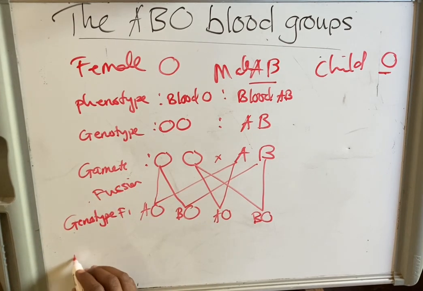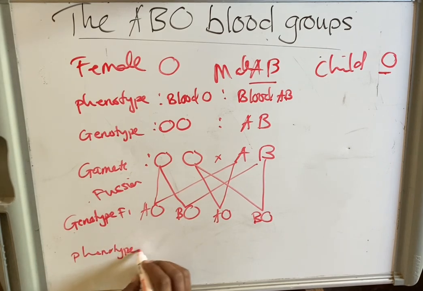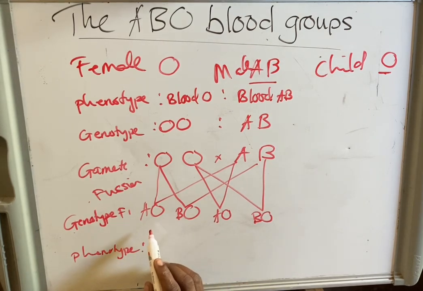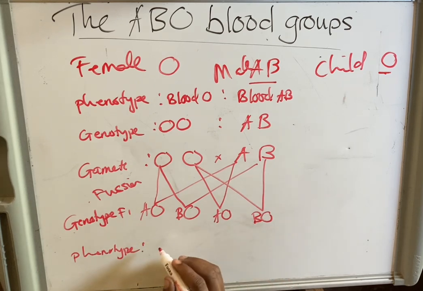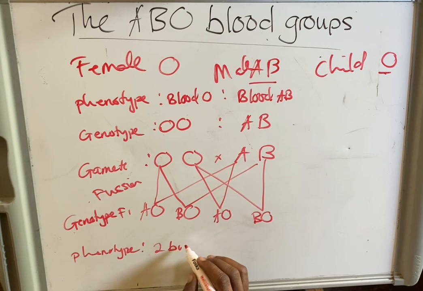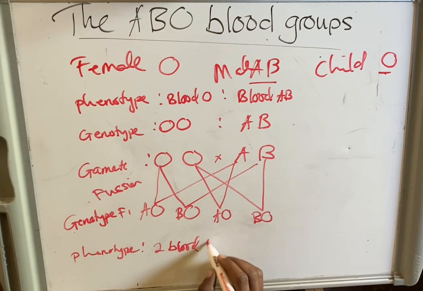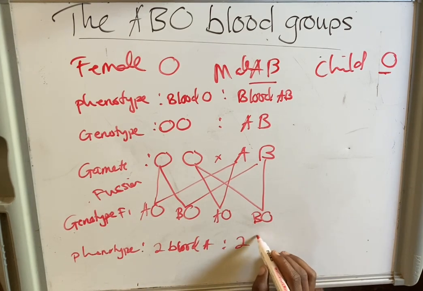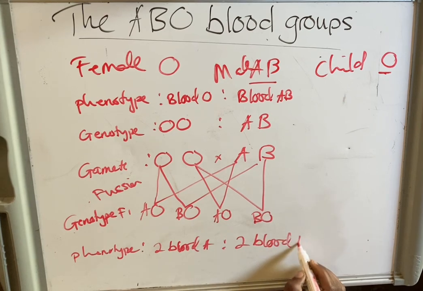And then the phenotype of offsprings. The phenotype of offsprings, in this case, we have two blood group A and two blood group B. So if you analyze this genetic diagram, Mrs. Mumba would win the case.